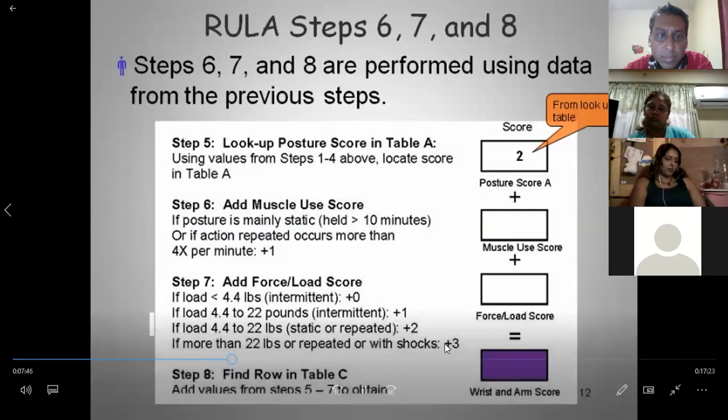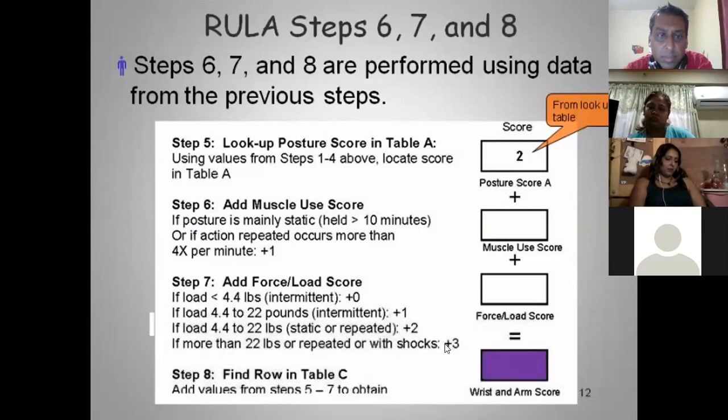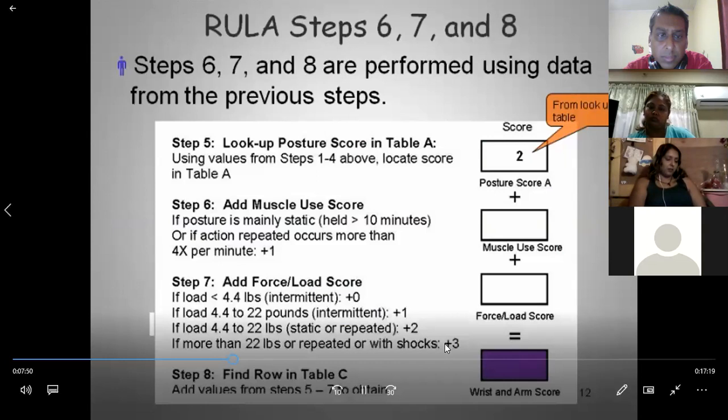If the person is picking up less than 4 pounds, we don't add anything. 4 to 22 pounds, we add a +1. 4 to 22 pounds repeatedly or held statically, we add a +2, and more than 22 pounds repeatedly or with shocks, then we'd add a 3.